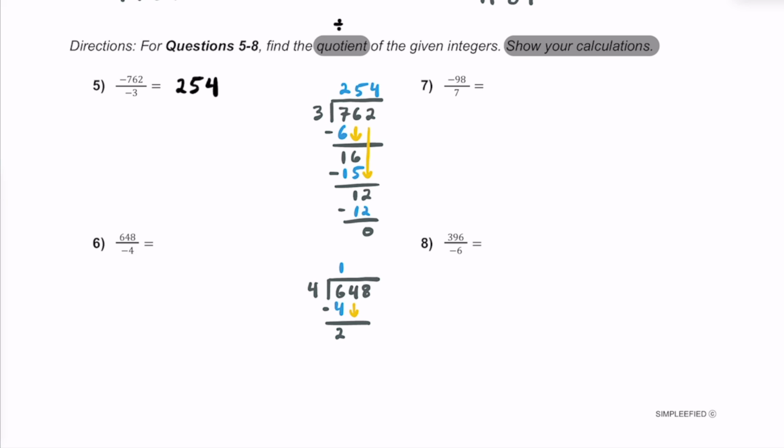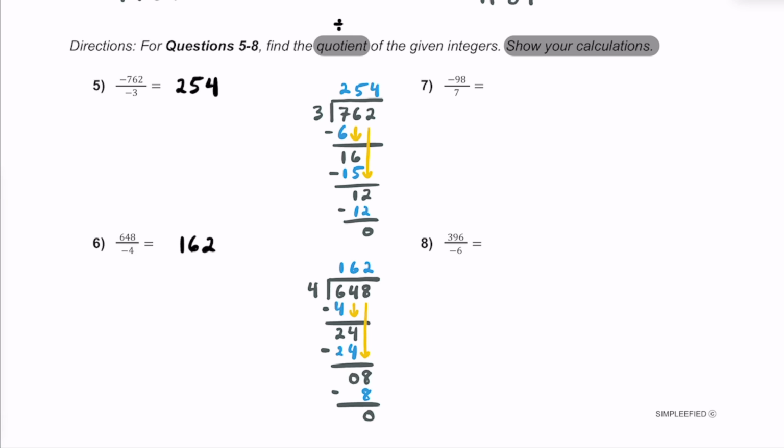Let's go ahead and bring down this 4 and repeat the process. 4 into 24 is 6 times. 6 times 4 is exactly 24. So when we subtract here, we should get 0. Let's go ahead and bring down this 8 here and repeat the process one more time. So 4 into 8 is going to be exactly 2 times, right? So 2 times 4 is going to be 8. And if we go ahead and subtract here, you can see we're going to get a remainder here of 0. So our quotient here is going to be 162.